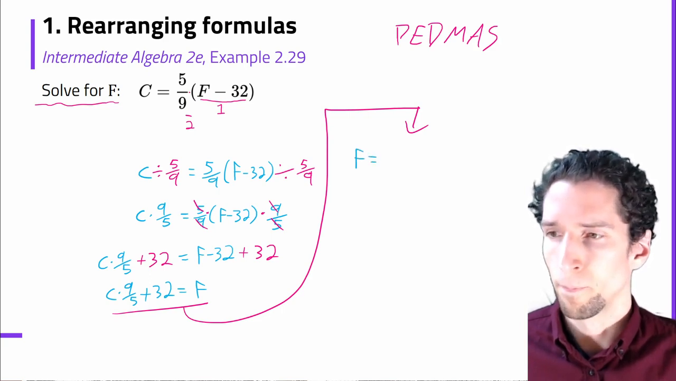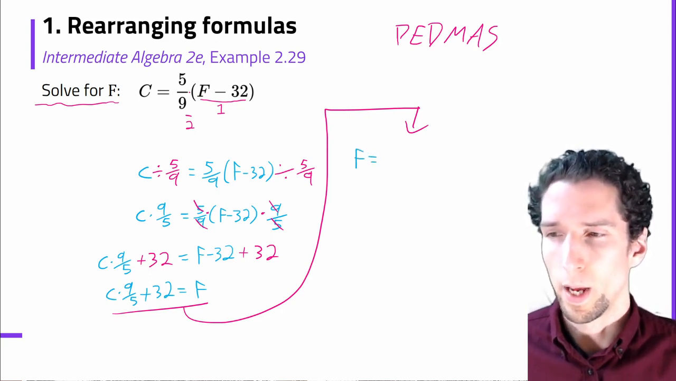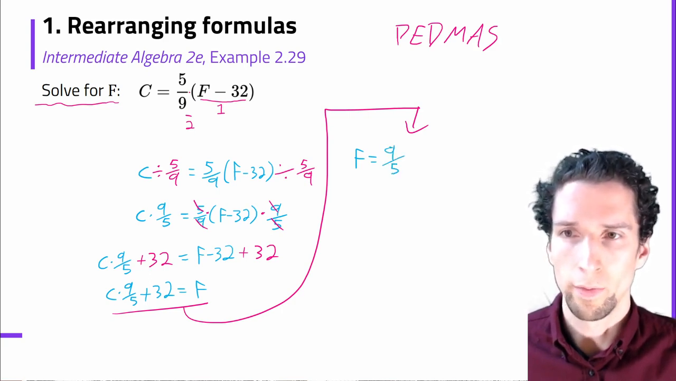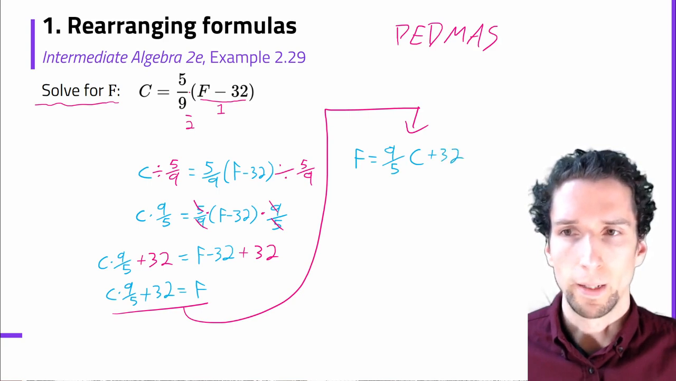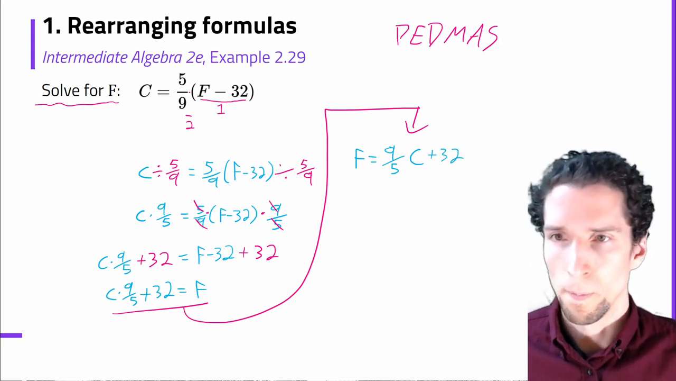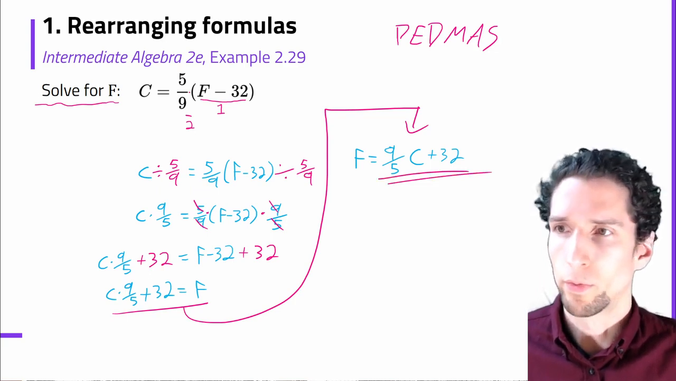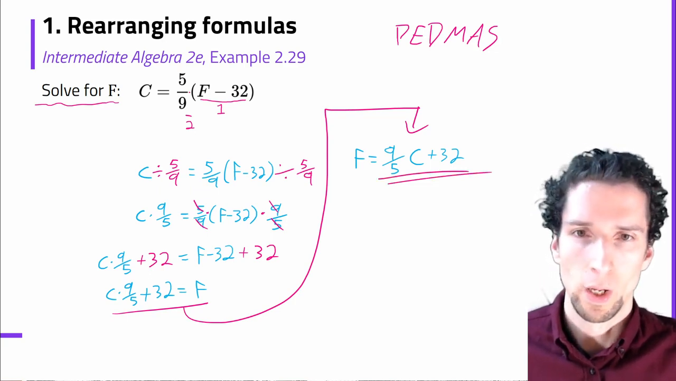Normally, we would have the thing we're solving for on the left side, so f on the left side, and c times 9/5, let's just rearrange that to have our constant, the coefficient, at the front here. So 9/5 times c plus 32, like this. Okay, so there we go. We have solved for f.